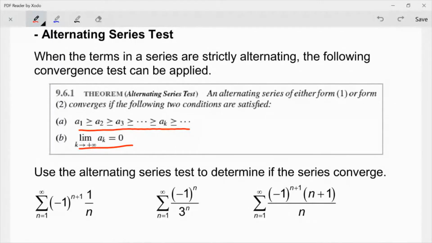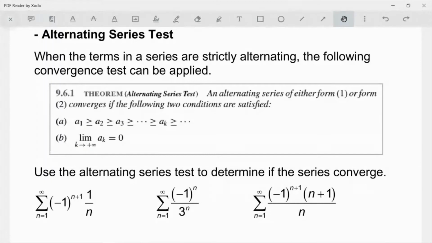If we have a situation where the terms are getting larger, or obviously if the limit of the terms is not 0, then we can say that the series diverges. So the alternating series test can show convergence or divergence, which is kind of nice.